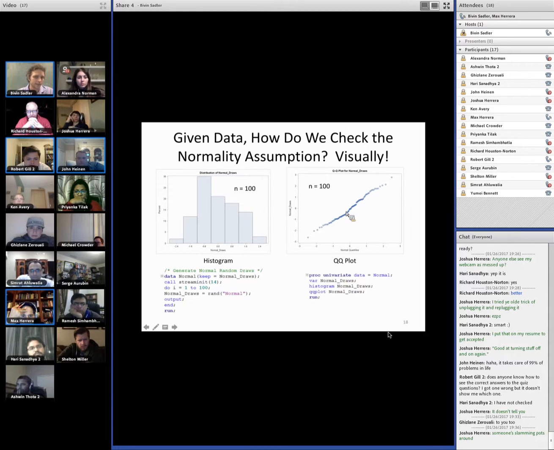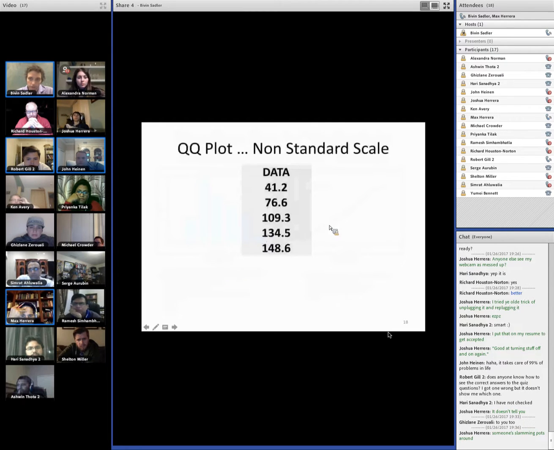It can happen. Here's your QQ plot. Doesn't look too bad at all, actually. This might look a little right skewed, but this one's showing at 100 that we're pretty darn close. That's why we want to look at it.